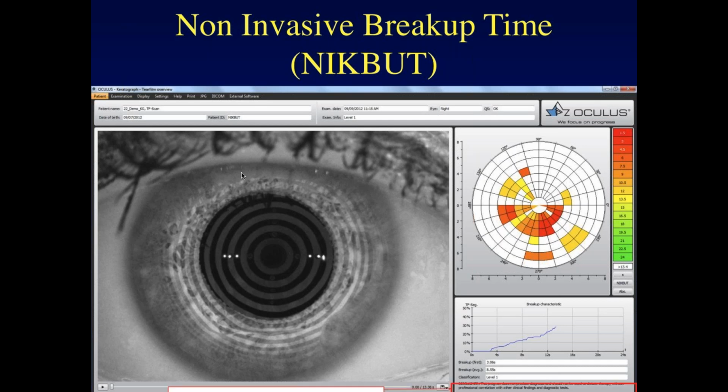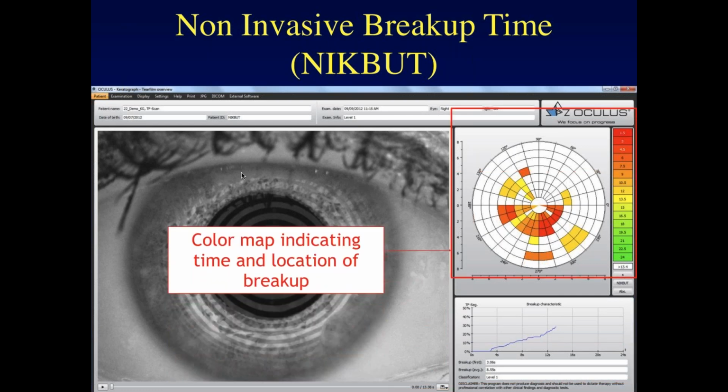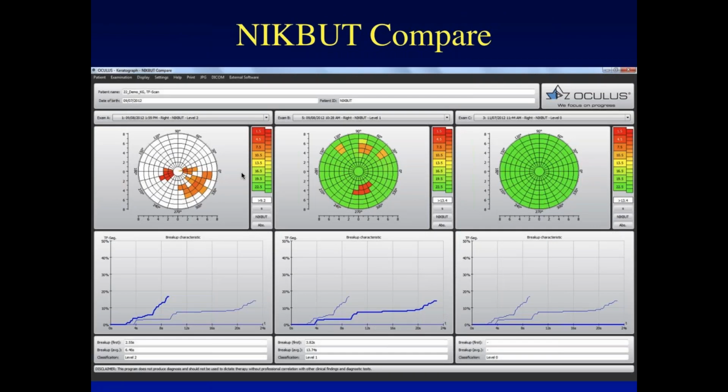This is objective. It tells you what's going on. It measures each of the quadrants, as Dr. Brimer explained so well. So you can look at the location of where it's breaking up, the amount. Obviously, those redder colors are quick breakup times. Then you have a graph showing the breakup time before the blink. You can compare improvement over time. These patients, this is incredibly valuable. You can see this happening.